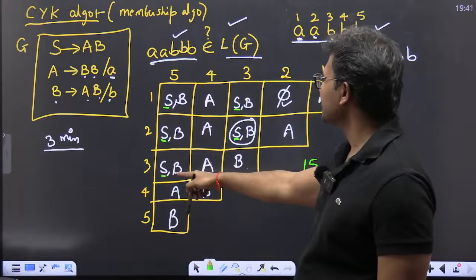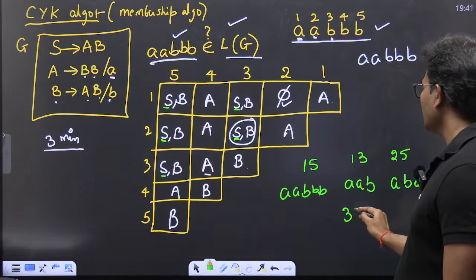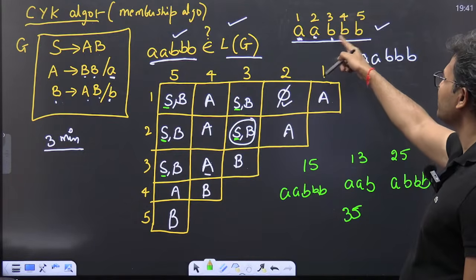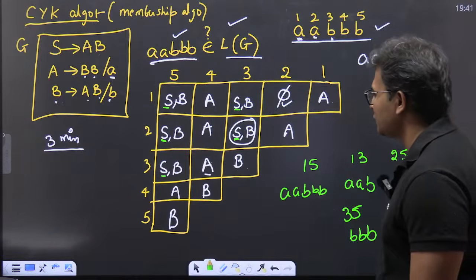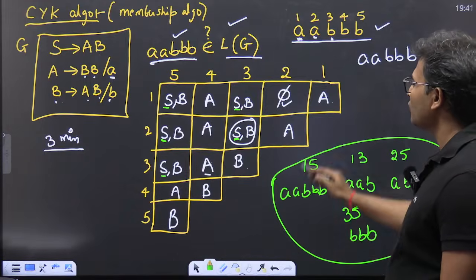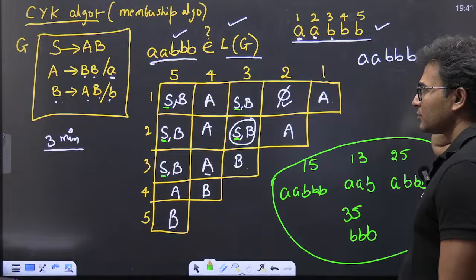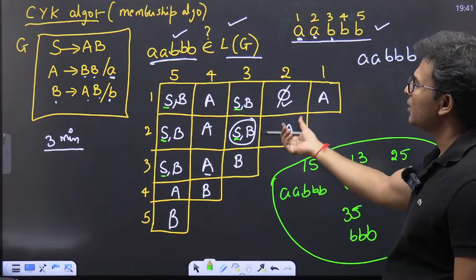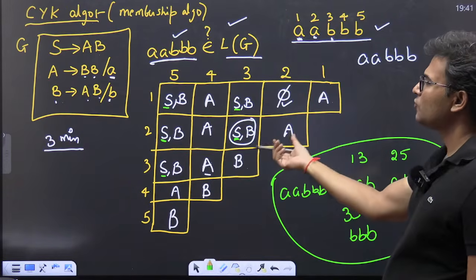Now again S is here, so 3 to 5. 3 to 5 S is there. So what is 3 to 5? B, B, B. That's all. So these are all the substrings of the given string which actually belong to the language. If you have to answer this question, you should definitely follow this method.